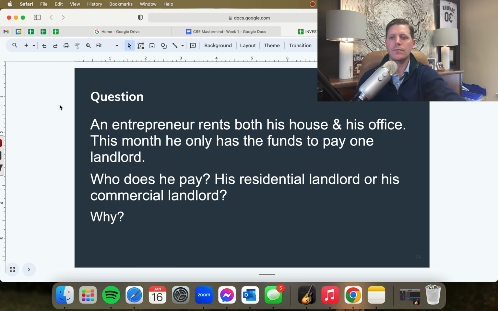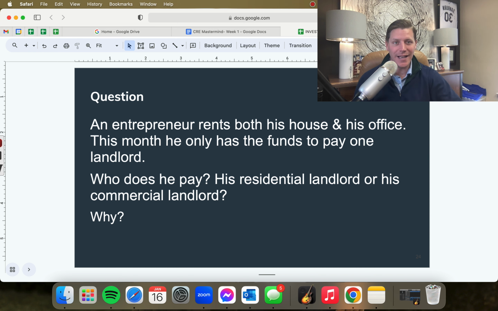Okay. An entrepreneur rents both his house and his office. This month, he only has the funds to pay one landlord. Who does he pay? His residential landlord or his commercial landlord? I'd ask you. Oops. Let me go back.